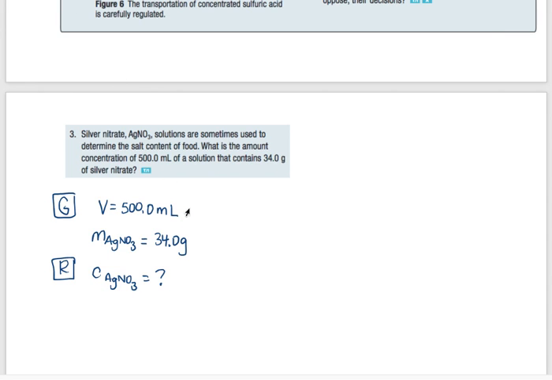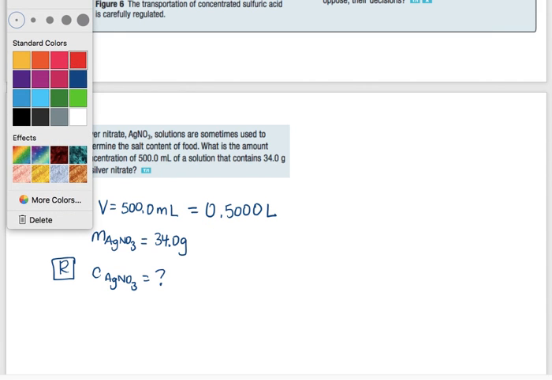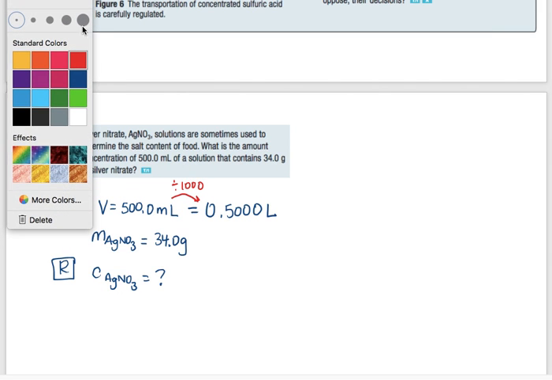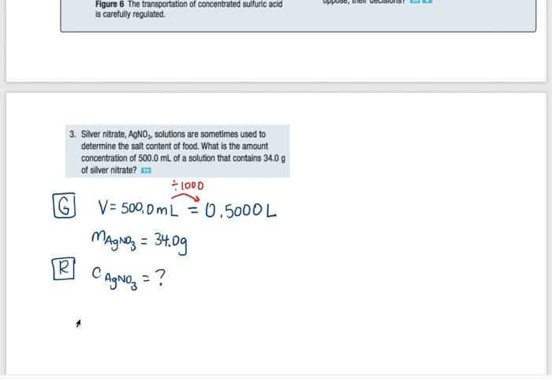So again, we're going to convert this to liters. Okay, so don't forget to always change the volume to liters when we're calculating the information today. Okay, so we're dividing by 1,000 here. All right, the mass in grams is good, and we need to find the amount concentration.